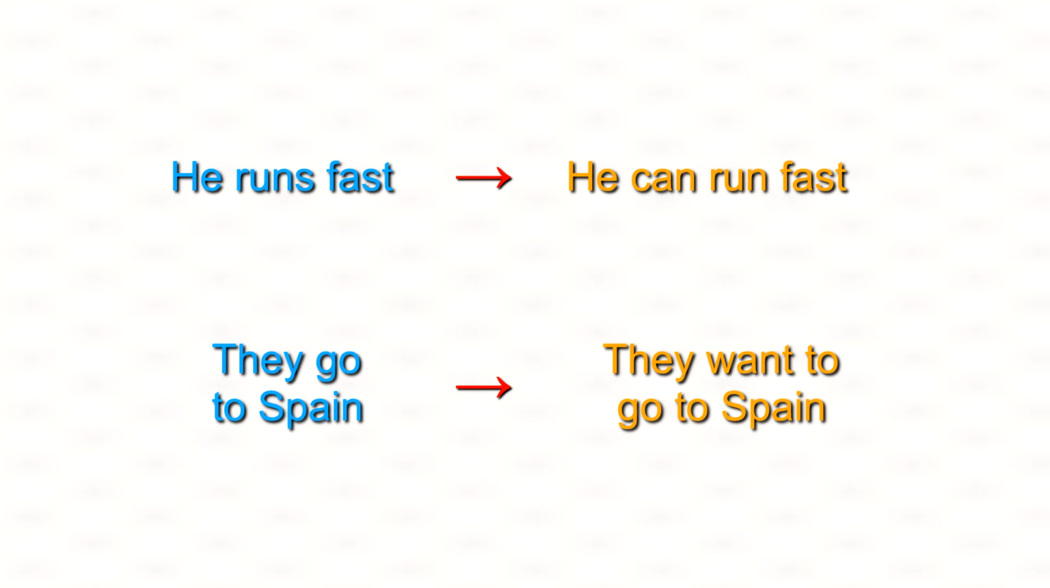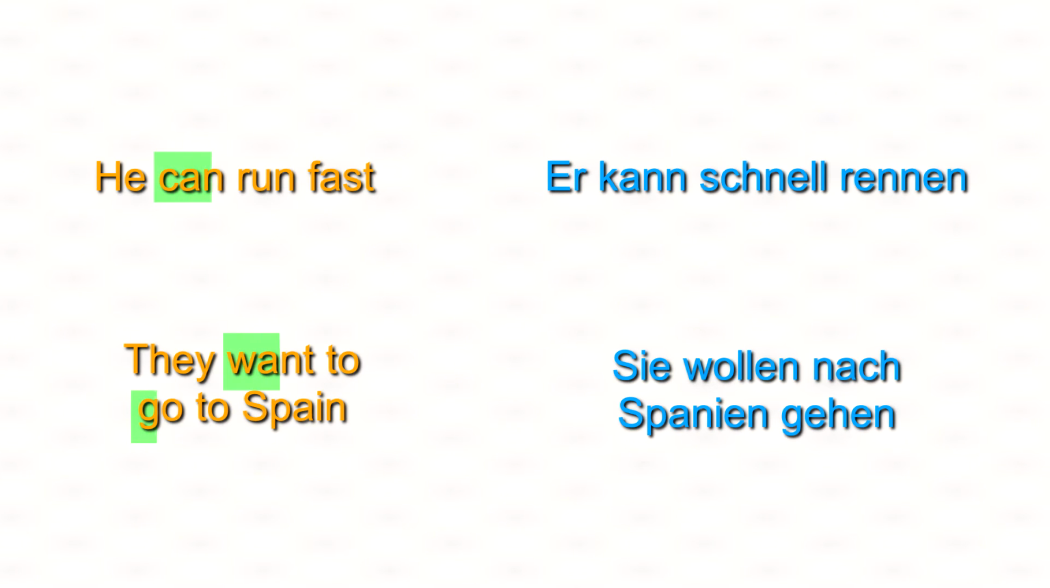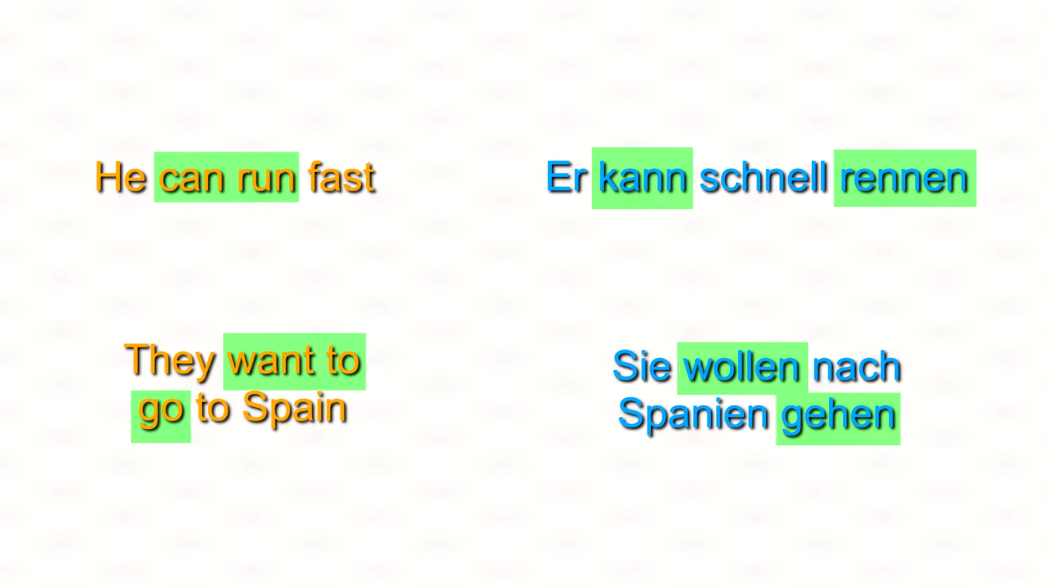Well, in both cases there's an extra verb present. Here it is want, and here it is can. And that is exactly what causes the difference. In English, two verbs go right after one another in a sentence. But in German, the second verb goes at the end of the sentence.